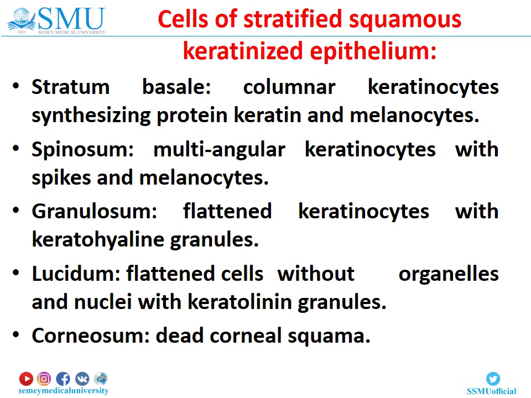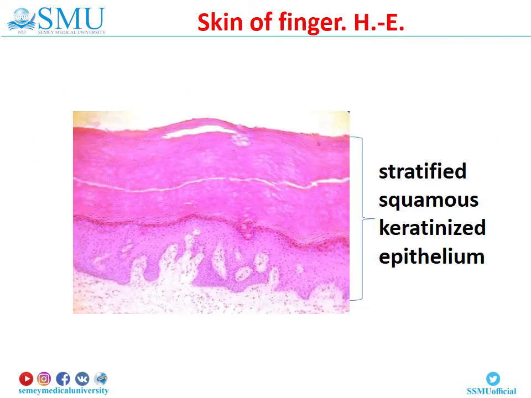Cells of stratified squamous keratinized epithelium. In stratum basale, columnar keratinocytes are present synthesizing protein keratin, and melanocytes. In stratum spinosum, multiangular keratinocytes with spikes and melanocytes. In stratum granulosum, flattened keratinocytes with keratohyalin granules are located. In stratum lucidum, flattened cells without organelles and nuclei with keratolinin granules are located. And in the stratum corneum, dead corneal squames are.